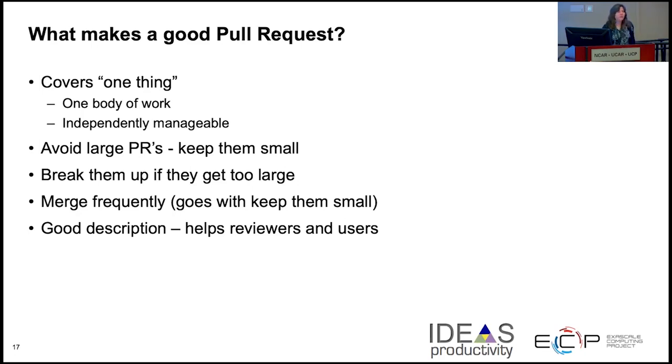Another thing is to make sure you have a good description in the pull request of what you're meaning for it to do. That way, both reviewers and users can look at it and see if it's doing what you claim or what they wanted, if it comes from something they requested.